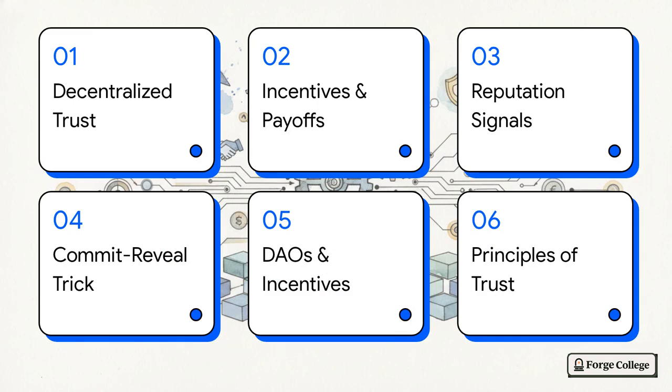So, here's the blueprint for today's explainer. 1. The decentralized trust puzzle. 2. Incentives, payoffs, and penalties. 3. Reputation, bounded social signals. 4. Coordination, the commit-reveal trick. 5. DAOs, mercenaries versus contributors. And finally, 6. 3 principles of trust.